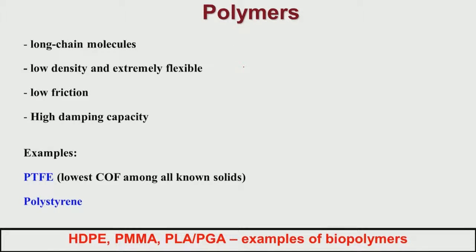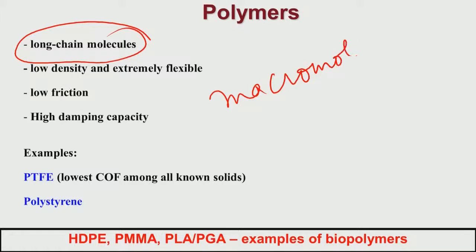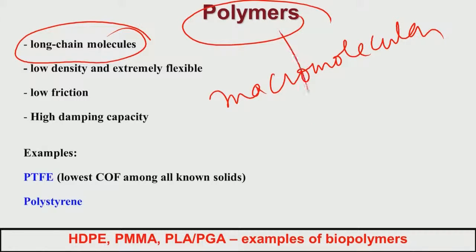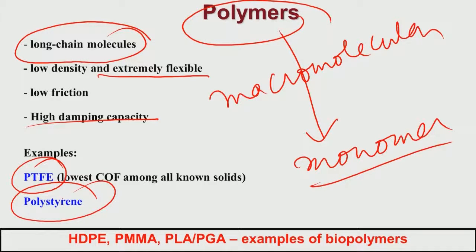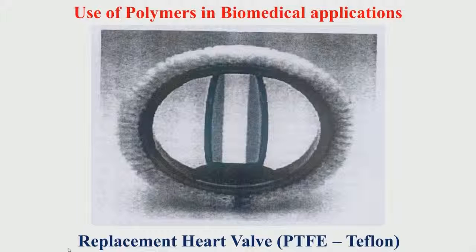Next one is polymers. Polymers are characterized by long chain molecules. It is a macromolecular structure, which essentially means polymers are a combination of several monomers joined together. Depending on the monomer, it is very flexible and also has high damping capacity. Popular examples are polytetrafluoroethylene, polystyrene and so on. Other biomedically relevant polymers are PLA and PGA, that is polylactic acid and polyglycolic acid, which are biodegradable polymers. You have polymethyl methacrylate, that is bone cement, which is largely used. You have high density polyethylene, another popular example of the biopolymers.